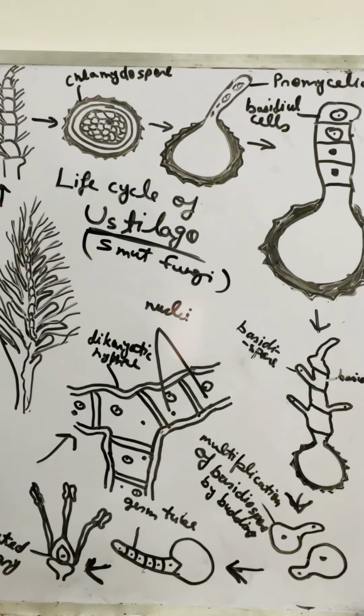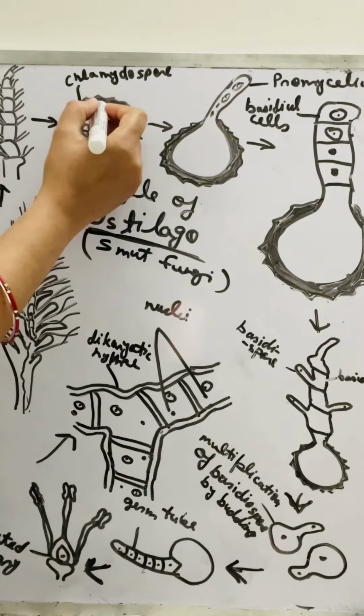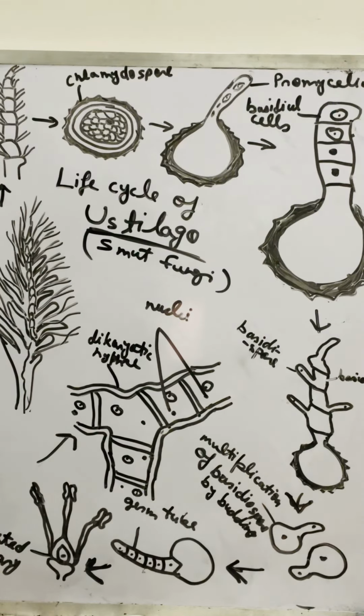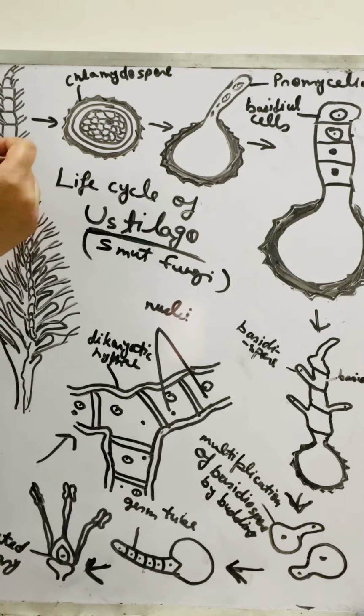Now the description of the life cycle of Ustilago. First it forms chlamydospores. The chlamydospore has two layers: the outer layer is the exine and the inner is the intine. The chlamydospores are disseminated by wind, and the sorus is formed. This is the infected spike, and when dissemination by wind starts, the sorus will be free.